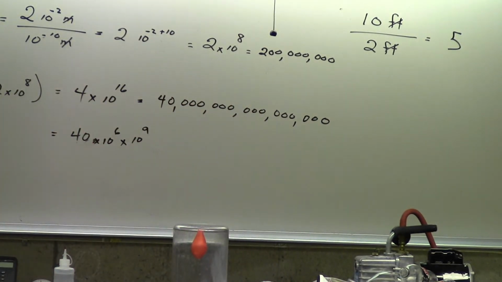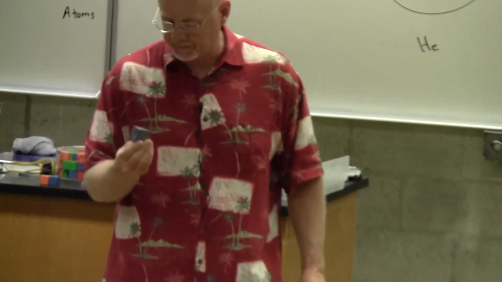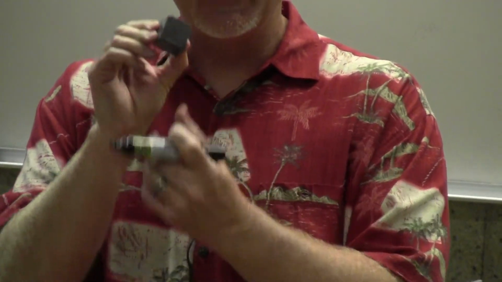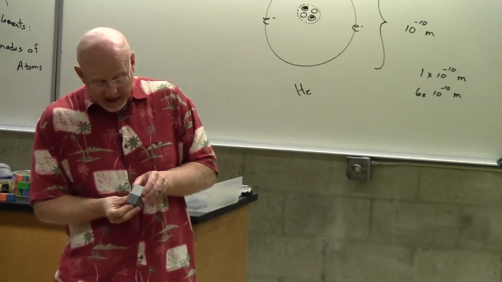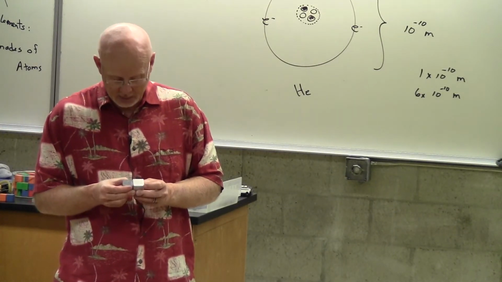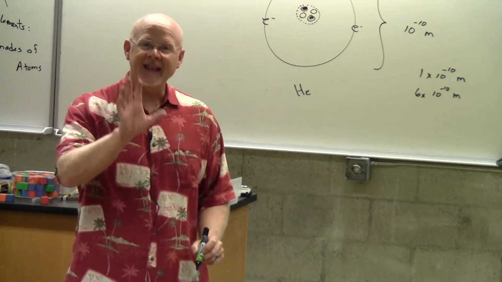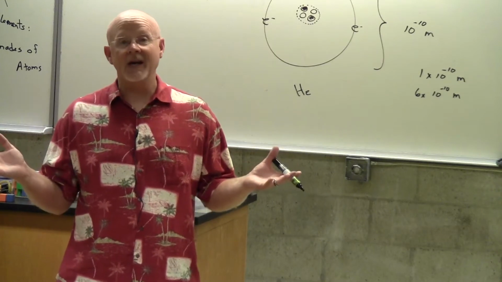Now, let me switch blocks here for a second. Let me come over to this one, which, remember, this is lead. How many atoms are on the face of this block of lead? Now, let me point out that the block of lead is also 2 centimeters by 2 centimeters. Let me point out that lead is almost the same size.